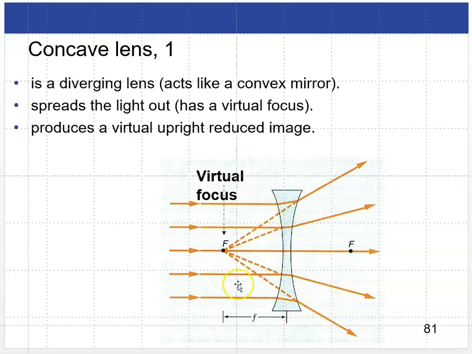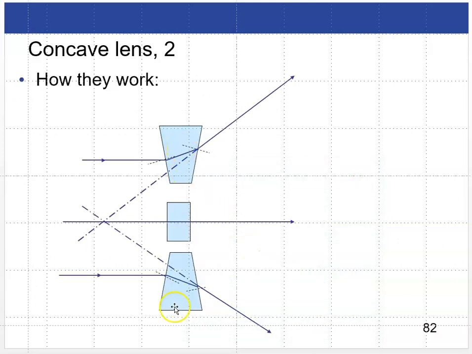Now, if we model this surface as a couple of prisms like this, parallel light comes in, it encounters the slower medium, and it bends toward the normal. When it comes out again and encounters a faster medium, it bends again away from the normal.